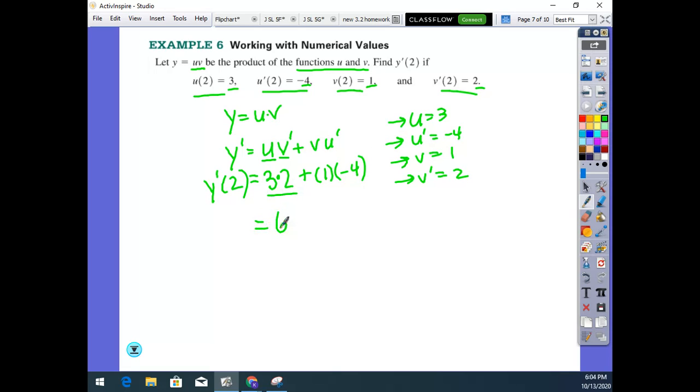Then we're going to multiply. 3 times 2 is 6. 1 times negative 4, so 6 minus 4 equals 2. So what I want to caution you on, when you see this, pay attention to the fact they are functions. Because two functions are being multiplied, you have to use the product rule.